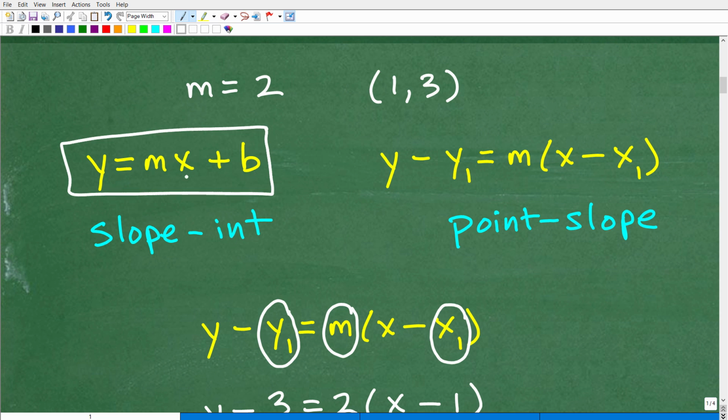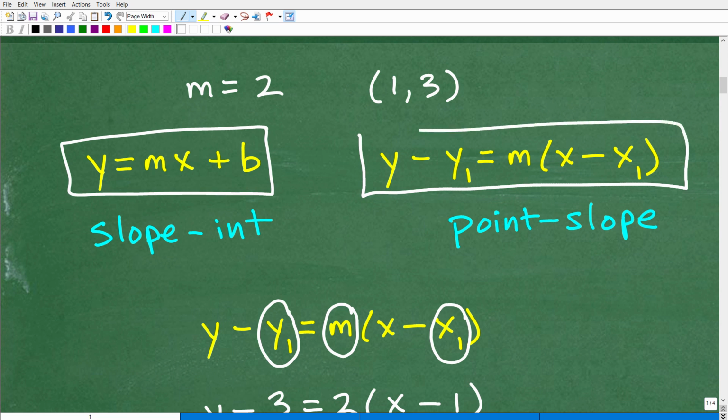Now, this is a great formula because this is how you want to leave your final answers, in slope-intercept form. That's y equals mx plus b. So you could use this formula and some algebra to find the final equation to a line. So this is one option. But what I'm going to suggest to you as a better option is this formula. It's called the point-slope formula. You're going to need to know both, and you're going to need to be able to use both formulas. But in this particular case, the point-slope formula is going to be the better option to use.